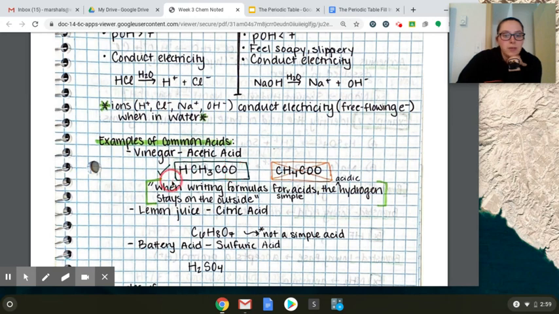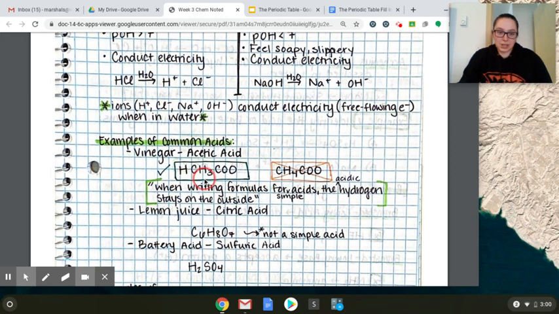We write it this way, not this way, because this hydrogen is special. We'll get into why a little bit, but it's considered an acidic hydrogen. When we're writing the formulas for simple acids, the acidic hydrogen stays on the outside. So this hydrogen needs to stay out here because these three hydrogens are doing other things in the compound, and the acidic hydrogen gets to stay outside.